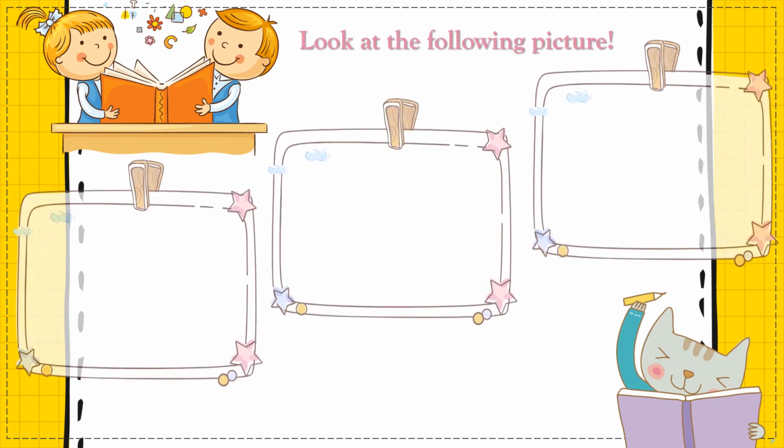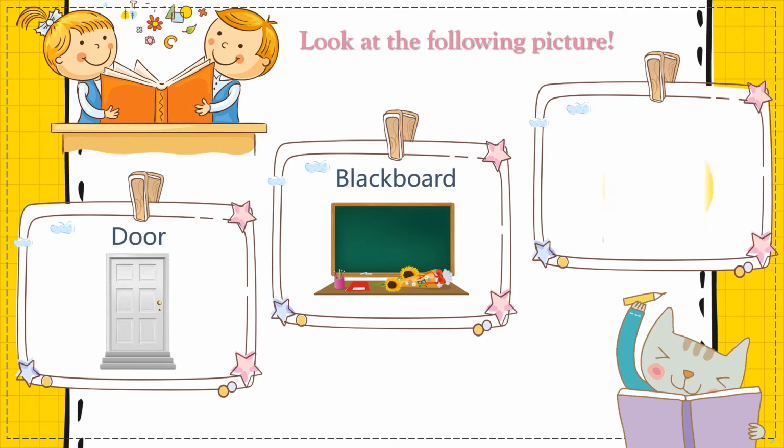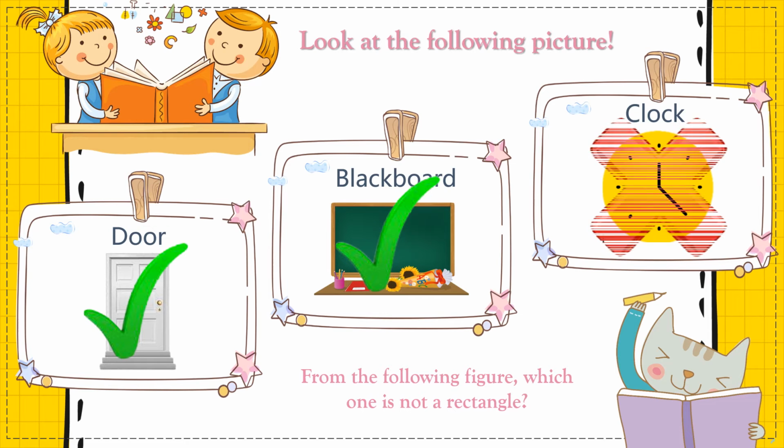Next, take a look at the following picture. There are pictures of a door, a blackboard, and a clock. Which of the following 3 figures is not a rectangle? Yeah, that's right. What's not a rectangle is a clock.